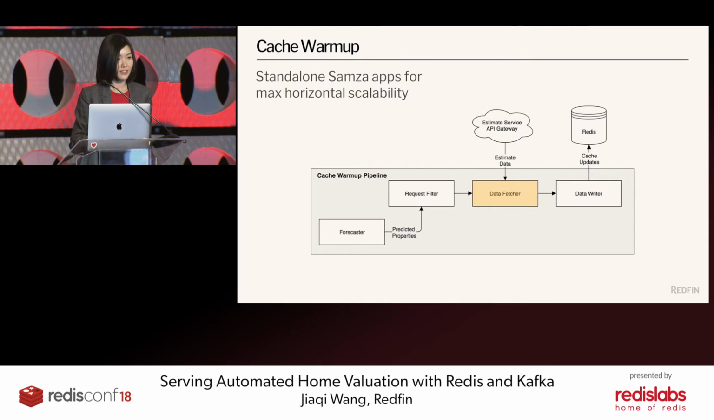Another example is the data fetcher. Because it is responsible for fetching things from AWS, instead of making a request for every single incoming message, which we know will break our bank, we utilized a unique feature in Samza called local storage to batch the requests together in order to reduce the amount of costs.